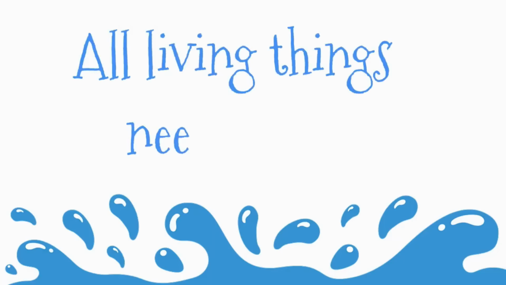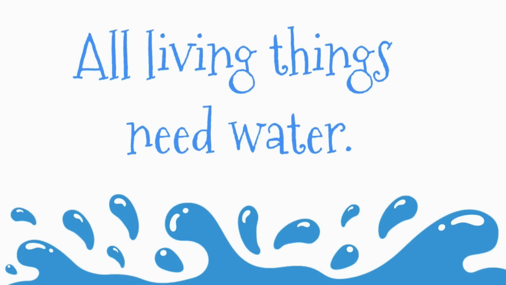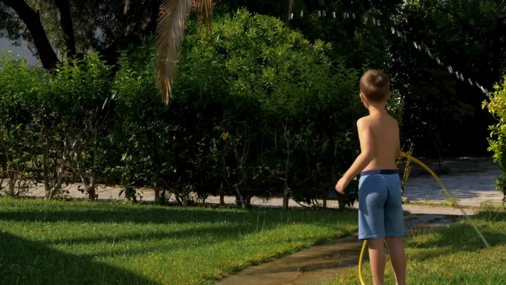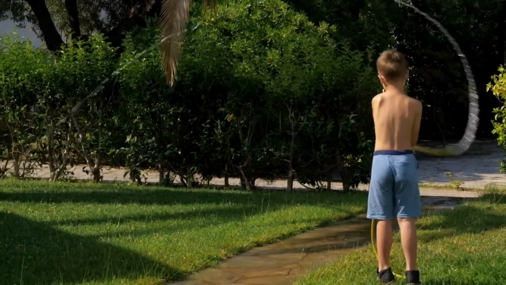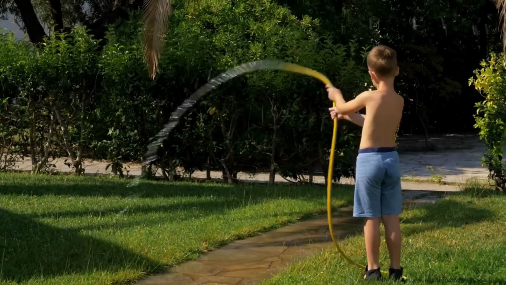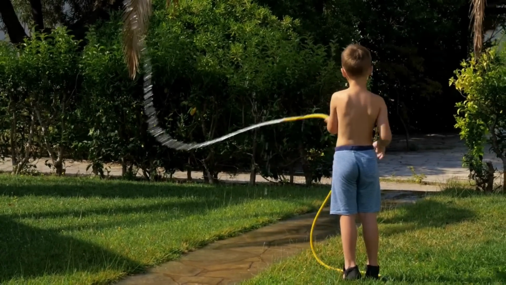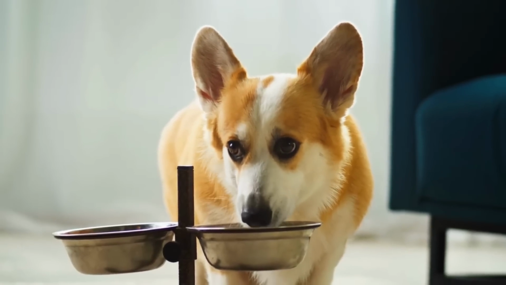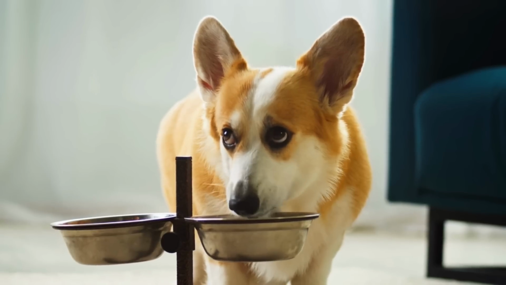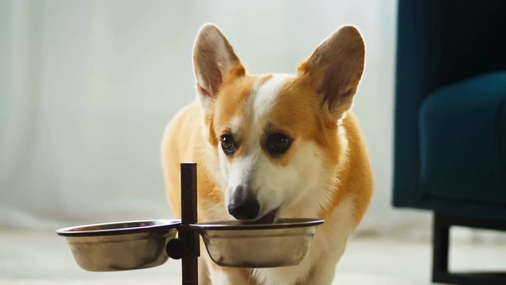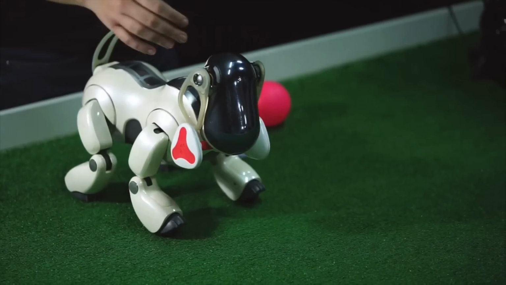You see, all living things need water. All living things need water. Did you like my robot voice? For example, grass needs water. Like all plants, grass is a living thing and needs water to survive. This boy is giving the grass the water it needs and is having fun at the same time. Here's another example. Dogs need water. Like all animals, dogs are living things and need water to survive. Cute dog. Yeah, I don't see a robot dog drinking water.